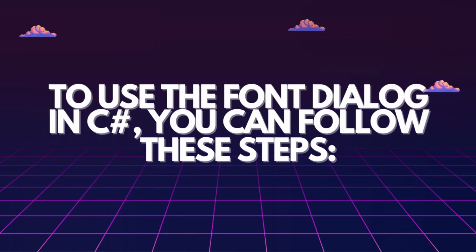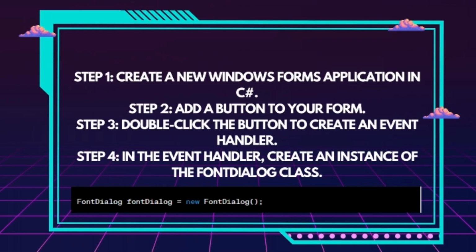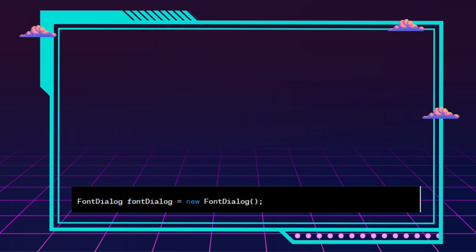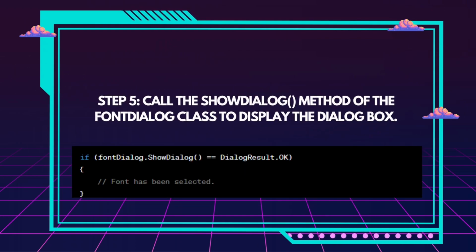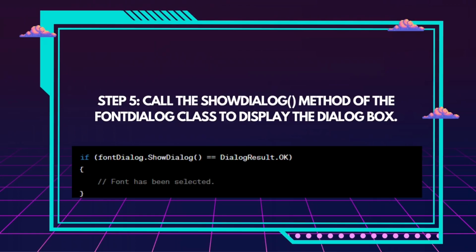Step 1. Create a new Windows Forms application in C#. Step 2. Add a button to your form. Step 3. Double-click the button to create an event handler. Step 4. In the event handler, create an instance. Step 5. Call the ShowDialog method of the FontDialog class to display the dialog box.